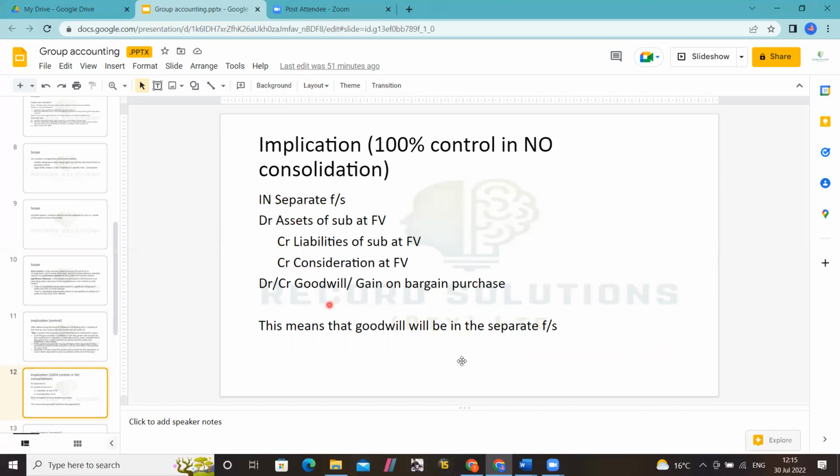This general entry does not exist if the parent prepares consolidated financial statements. If it doesn't prepare consolidated financial statements, then for the shares option, it will put in the same general entry it would have put in if they just said it purchased assets and liabilities. So the first thing is, if it's 100% and no consolidation, in the separate, you're firstly gonna debit the assets of the sub at fair value.